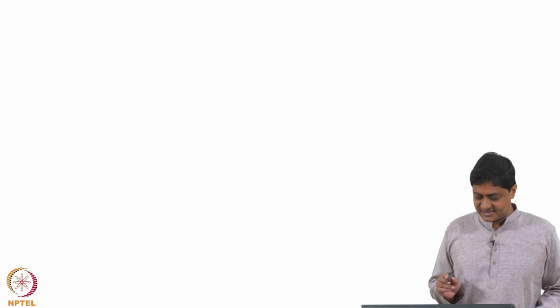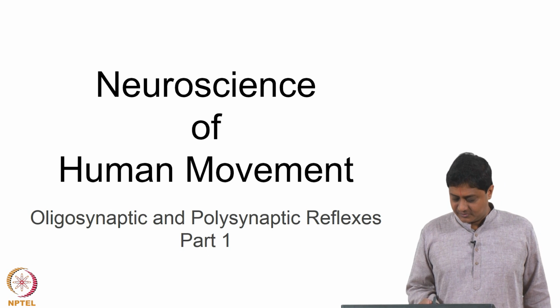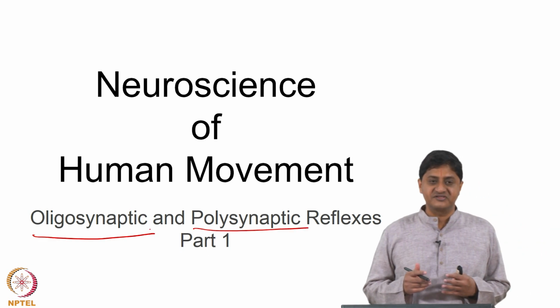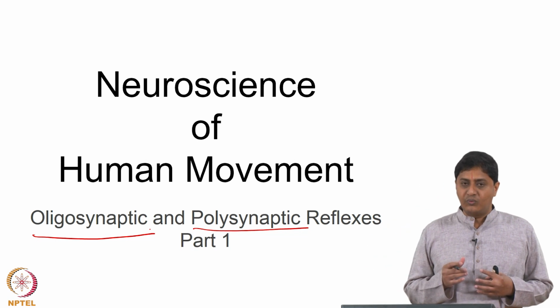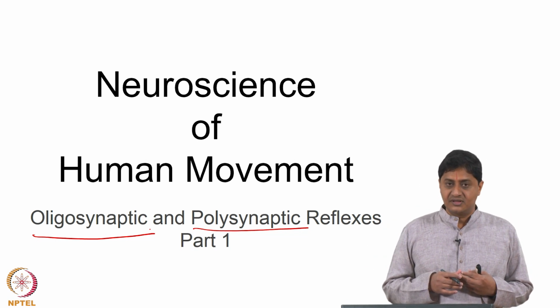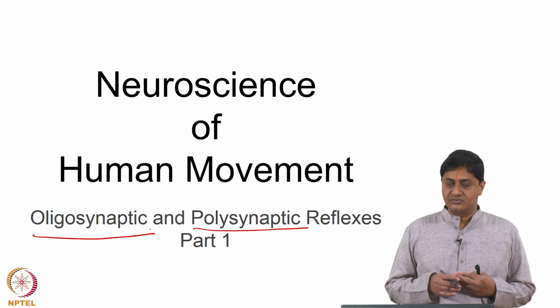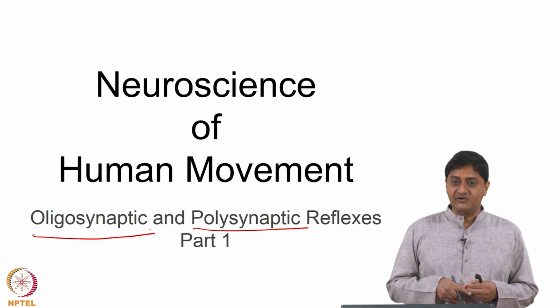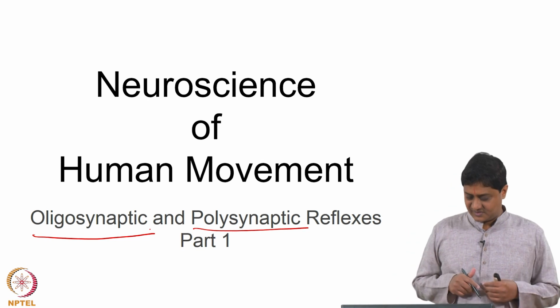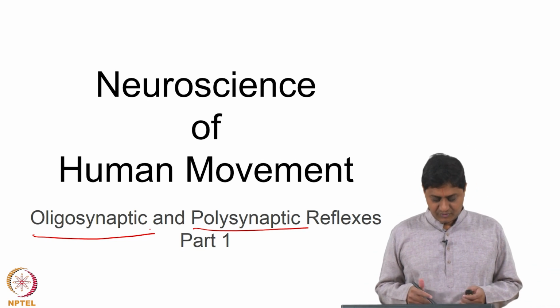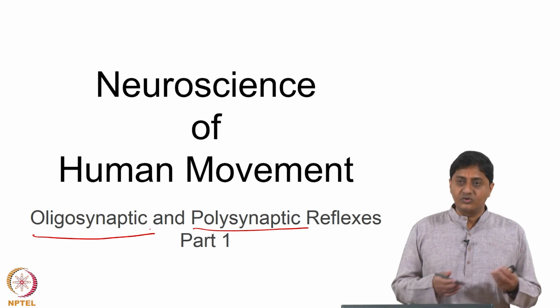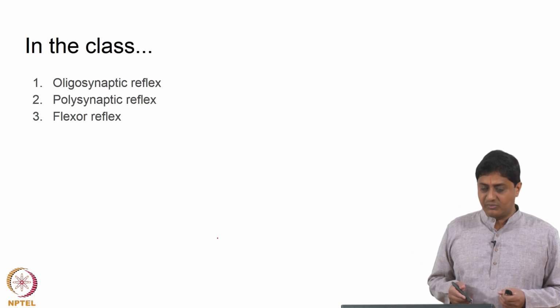So, welcome to this class on oligosynaptic and polysynaptic reflexes. So, what is an oligosynaptic reflex? A reflex that involves more than one synapse, and so that means it could be 2 or 3. Polysynaptic involves many, more than 3. Okay. So, what are these and how are those different from monosynaptic reflexes?